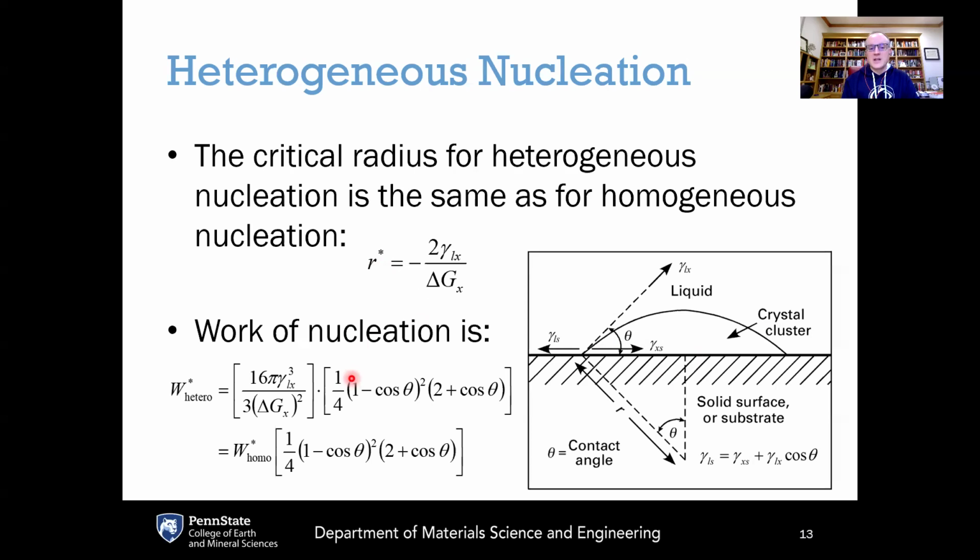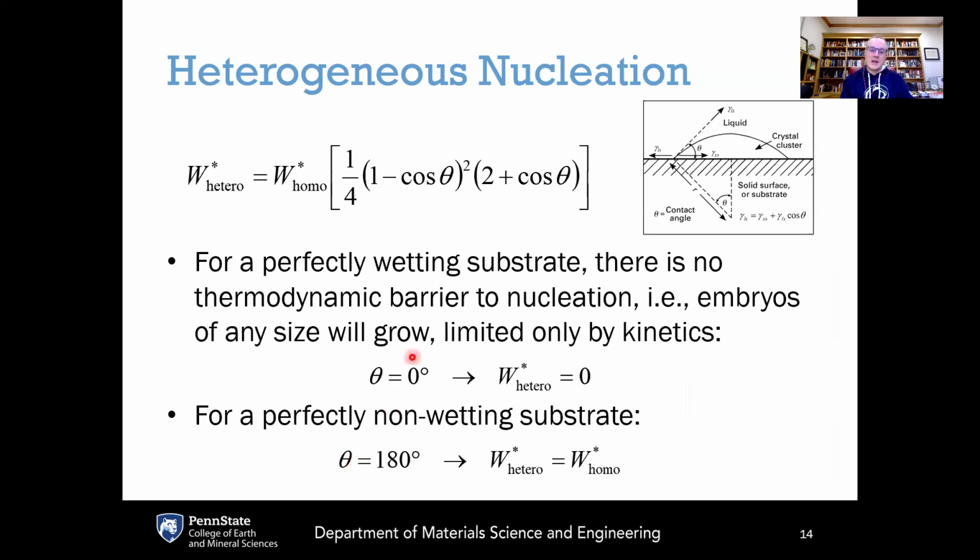The difference is in the work of nucleation in the heterogeneous case, and that is equal to this term here, which is what we just derived for the work of the homogeneous case, times this geometric factor, which depends on the contact angle theta. So we can write that the thermodynamic barrier for heterogeneous nucleation is equal to the thermodynamic barrier for homogeneous nucleation times this geometric factor that depends on the contact angle. And we can consider a couple of limiting cases here.